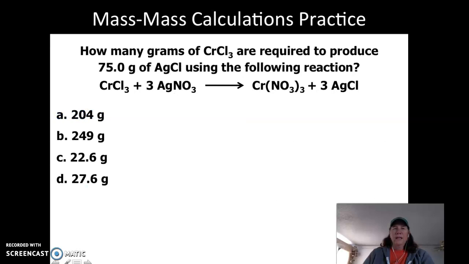Okay. How many grams of CrCl3 are required? Again, we have a balanced equation. So we're going to start with our 75 grams of AgCl. We're going to change it to moles. Then we're going to do our mole ratio, and we're going to find moles of CrCl3. And then we're going to change that from moles to grams.